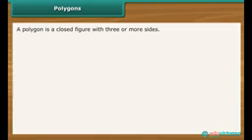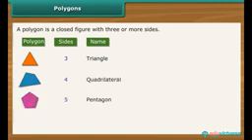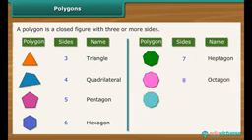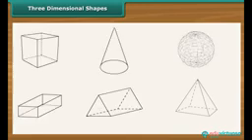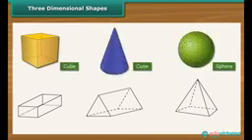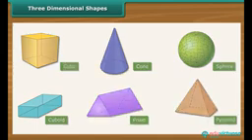Polygons. A polygon is a closed figure with 3 or more sides. Here are some polygons. Let us count their sides and name them. Three-dimensional shapes. Three-dimensional shapes have depth. They are not flat like two-dimensional shapes. Examples of three-dimensional shapes are cube, cone, sphere, cuboid, prism, pyramid, etc.